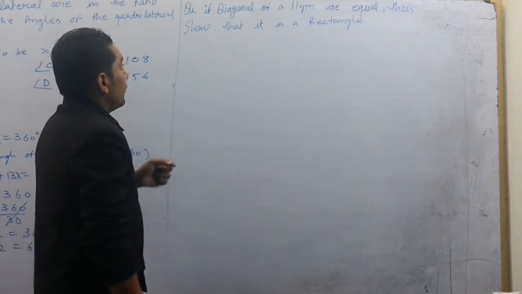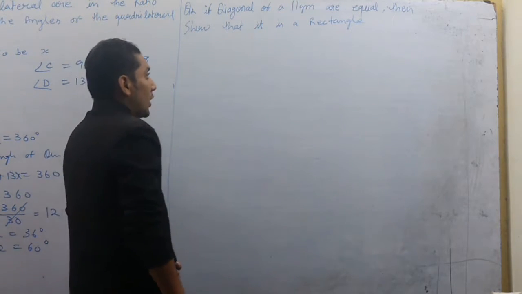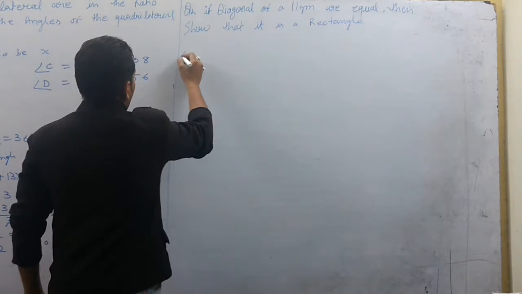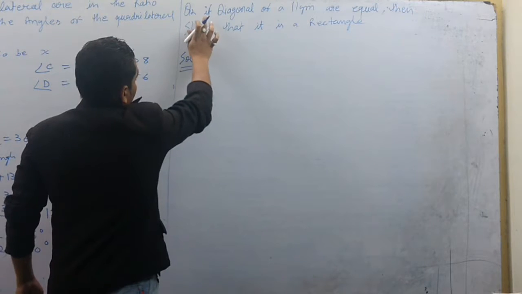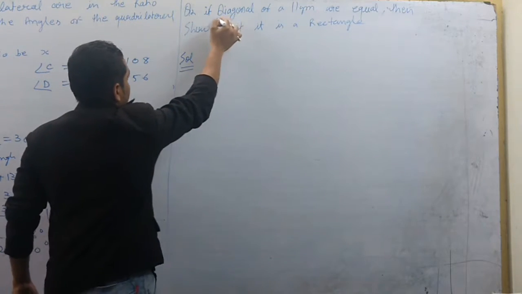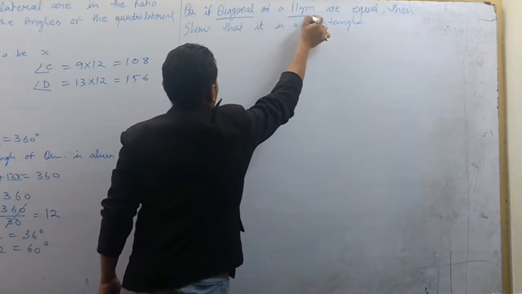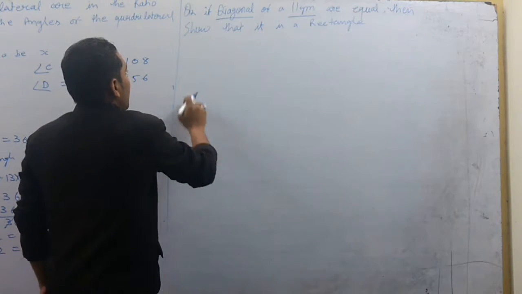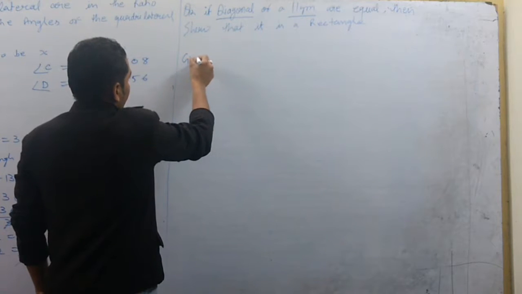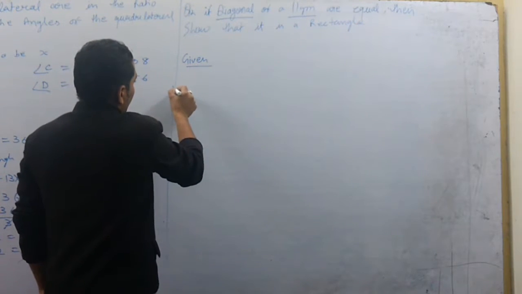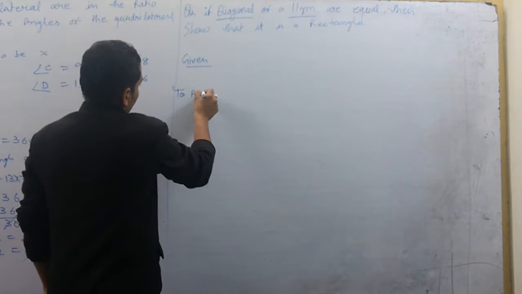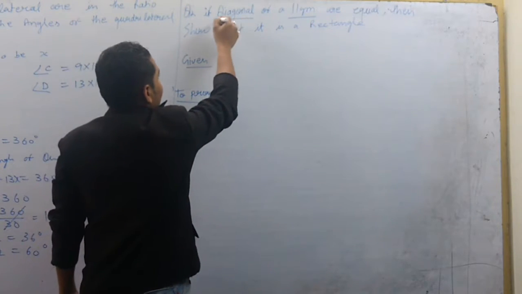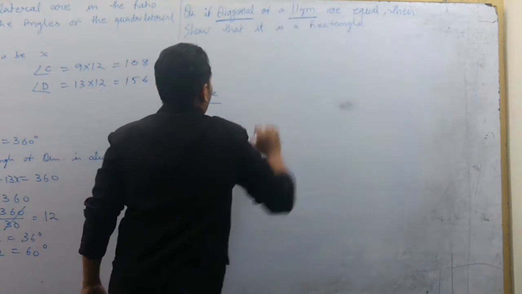156. If diagonals of a parallelogram are equal, then show that it is a rectangle. Solution is here. The question says diagonals and parallelogram. So before we write the solution, we write given and to prove. What is given?